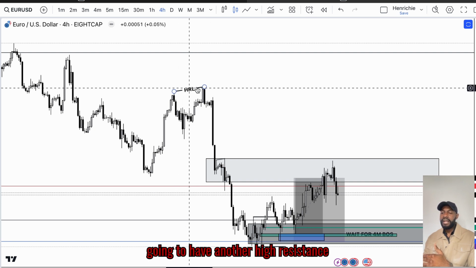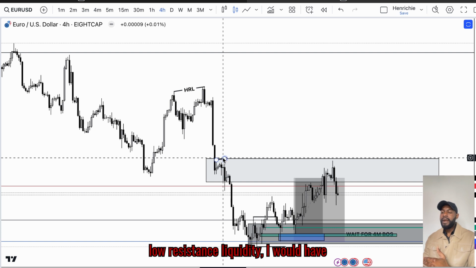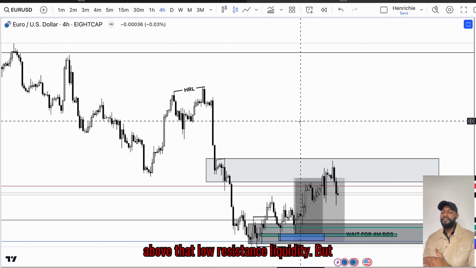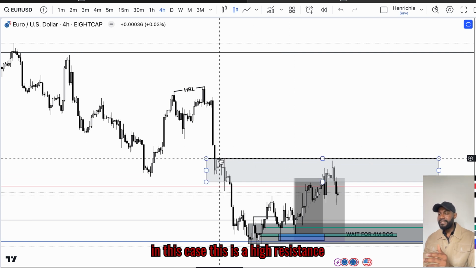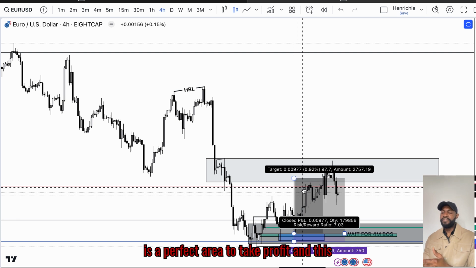And right here, we also have another high resistance liquidity. So if this right here was a low resistance liquidity, I would have placed the take profit above it because I would be anticipating for price to rally above that low resistance liquidity. But in this case, this is a high resistance liquidity, and that is why this key level is a perfect area to take profit. And this trade resulted in a 1:7 risk to reward ratio.